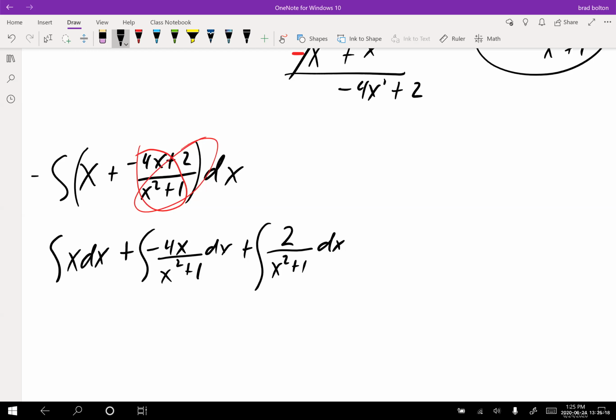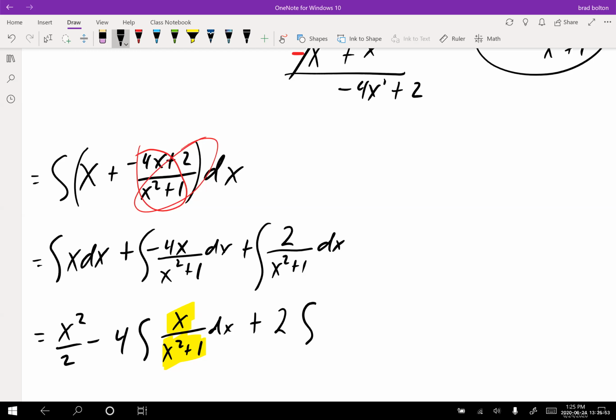So now when I see these three problems, I'm going to have x squared over 2 minus, now this, just so you guys know, is going to be a little u sub. You know what, I'm going to write it out just so I don't cause any confusion. This will be minus 4 integral x over x squared plus 1. But hopefully you guys can see that the power of the numerator is only different than the power of the denominator by 1. So that probably means u sub is going to work. And then this one will be plus 2 integral of 1 over x squared plus 1 dx.